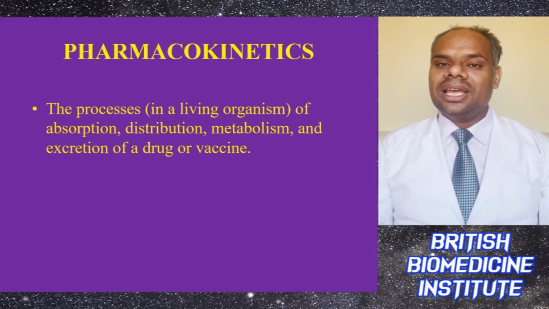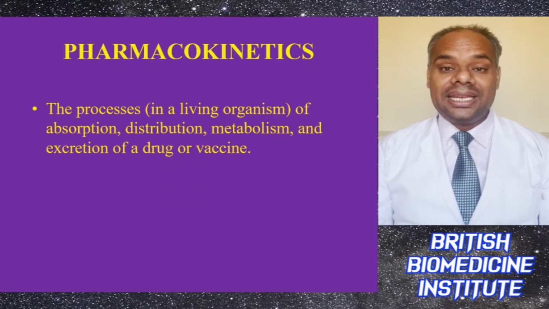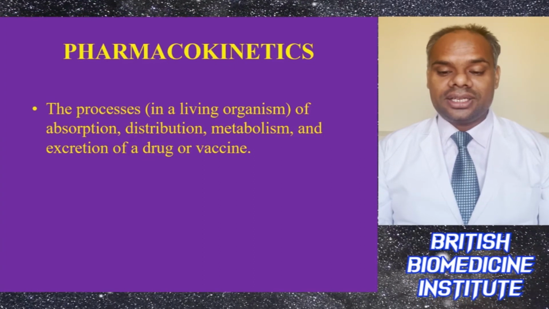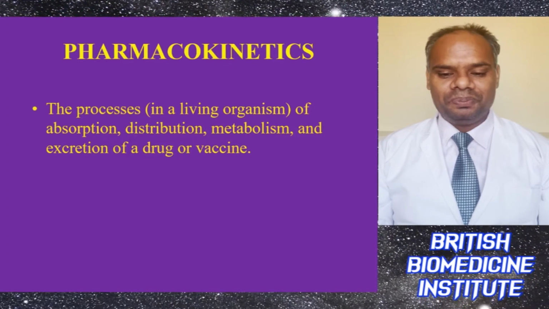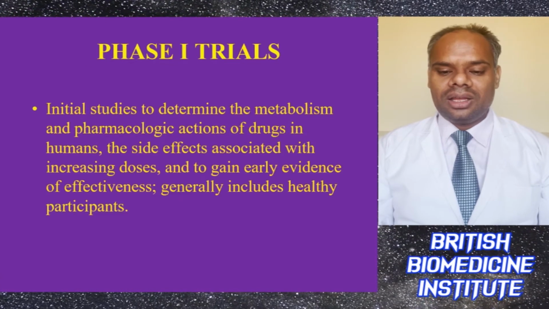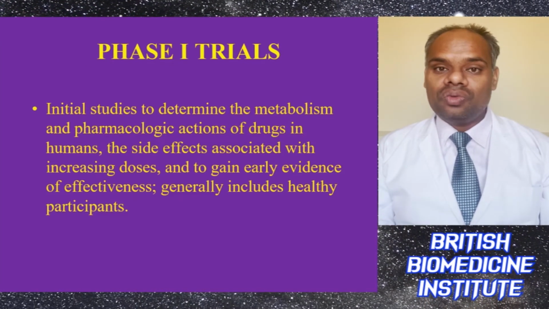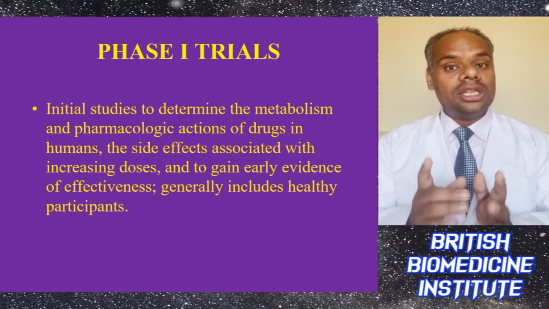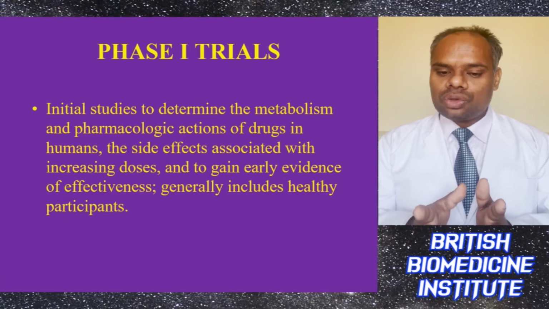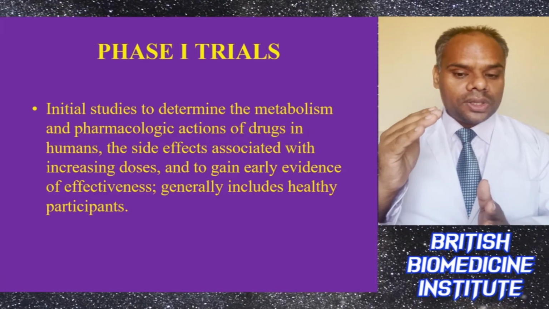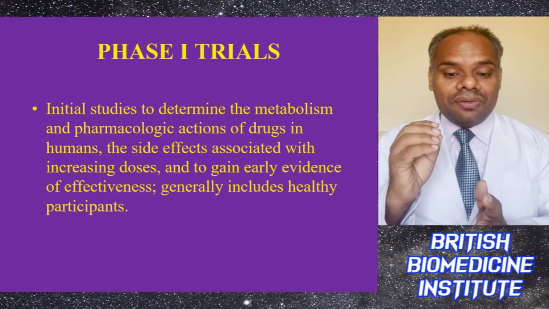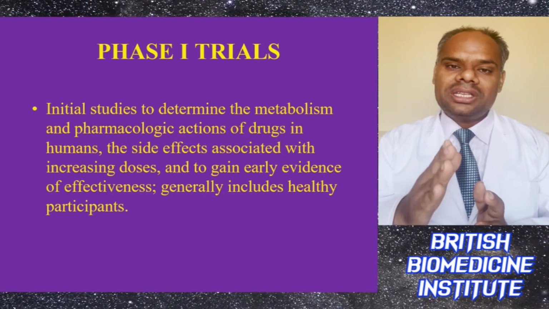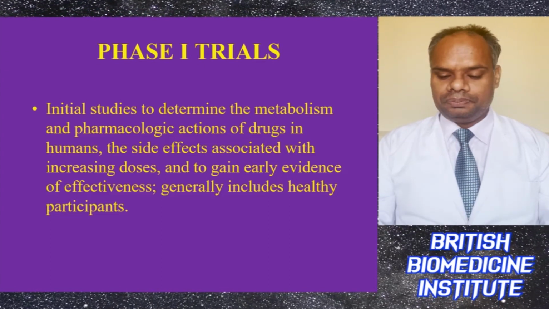Pharmacokinetics is basically a process in which we study ADME: absorption, distribution, metabolism, and excretion of the drug or a vaccine. Phase 1 trials are the initial studies which are used to determine the metabolism and pharmacological action of a drug in humans, the side effects associated with increasing the dose, and to gain early evidence of effectiveness. They generally include healthy participants, which can range from 50 to 100.